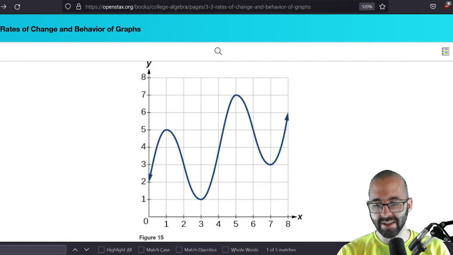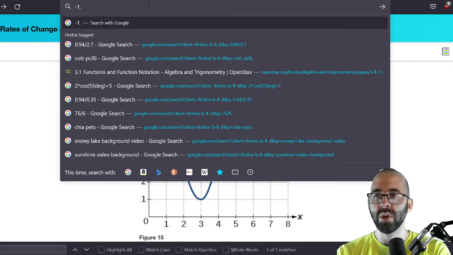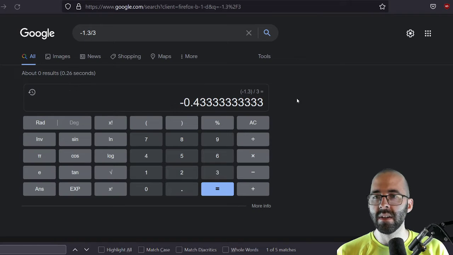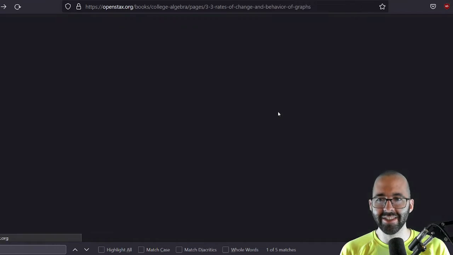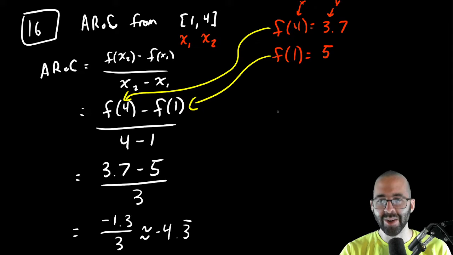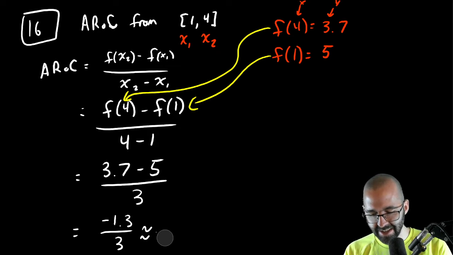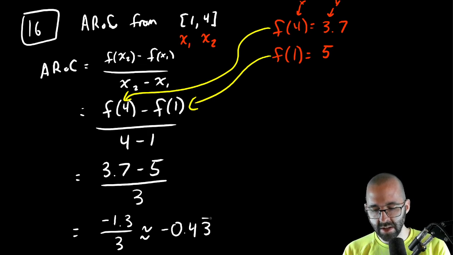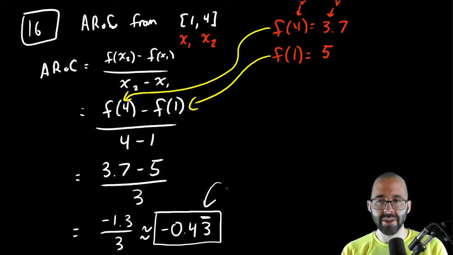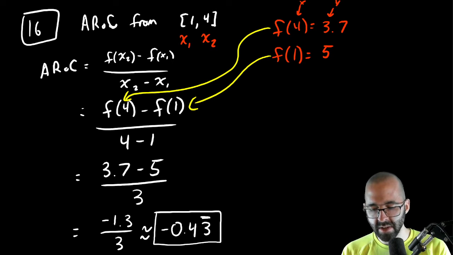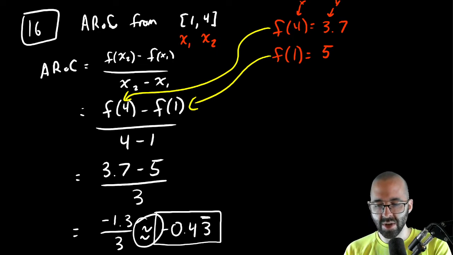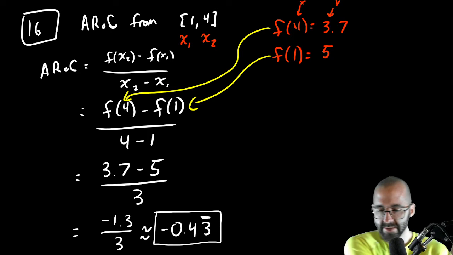Let's check with a calculator. Negative 1.3 divided by 3. Yep. I was off by a decimal. That's why we check our answers. All right, so don't mind this. It is negative 0.43 repeating. This is our average rate of change. And actually, since we didn't round it, we use the repeating. We could actually replace this by a straight up equal sign, but it's not that important here.